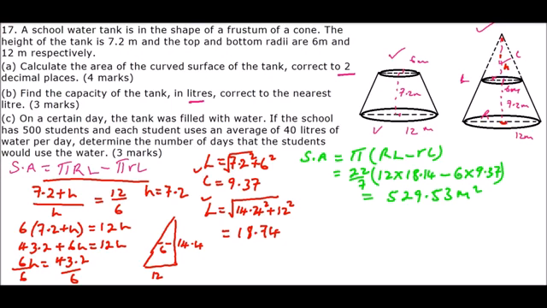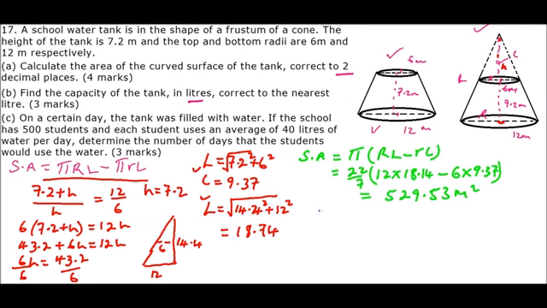Part B, we look at the capacity of the tank in liters. Capacity is the same as volume, and to get the volume, we say the volume of a cone is given by one third pi r squared h. So that is the volume.